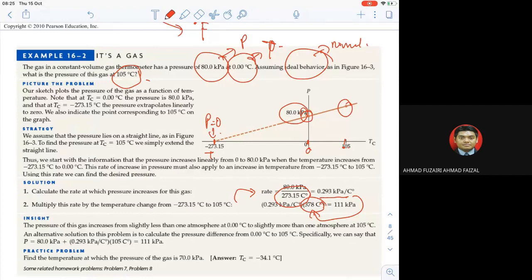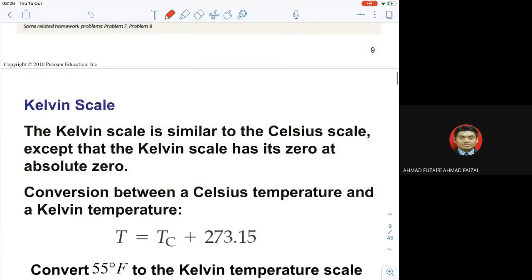the value of Celsius from here, meaning that this one is 273 plus 105, which is equivalent to 370. That will be the value. So in the end, you can get a pressure that is equivalent to 111 kilopascal.